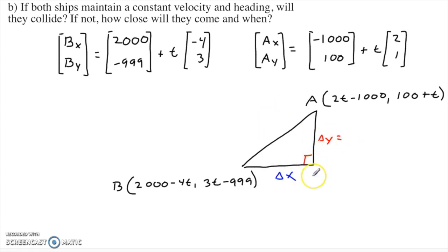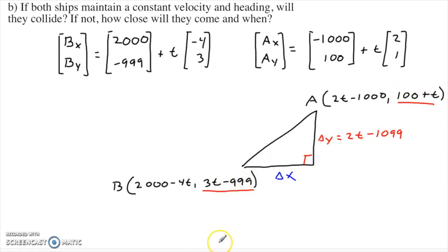So let's start with delta y. I've got 3t here, and I've got just 1t here. So I'm going to do 3t minus 999, and I'll subtract 100 plus t from it. So that's 3t minus t. That gets me 2t. And negative 999 minus another 100 is minus 1099. Right? So all I'm doing here is just taking the difference in the x-coordinates and the difference in the y-coordinates. So that's the difference in my y-coordinates. Right? 3t minus t and negative 999 minus 100.